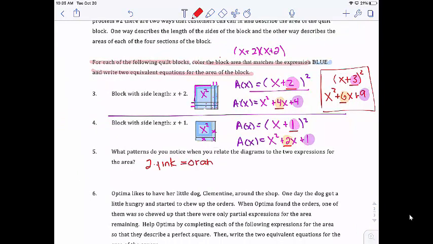Did you guys figure that out? Okay, what about the pink to the purple? The pink to the purple. Connor, help her out. Times it by itself. Square it. Okay, the pink times the pink, or the pink squared, equals the purple.